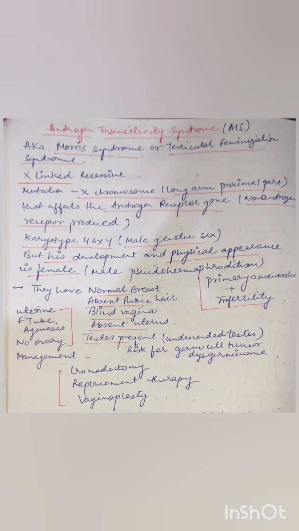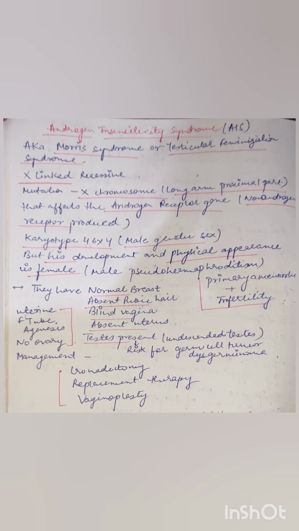secondary sexual characters. So the karyotype of androgen insensitivity syndrome is 46XY, that is male genetic sex, but his development and physical appearance is female. It is also known as male pseudohermaphroditism. So what are the features of androgen insensitivity syndrome?